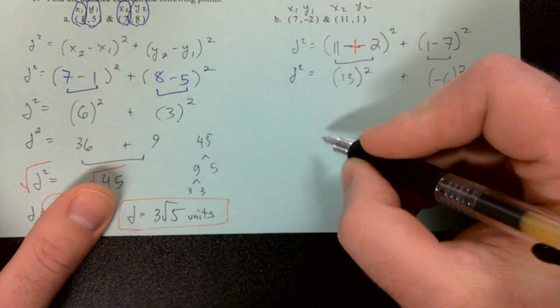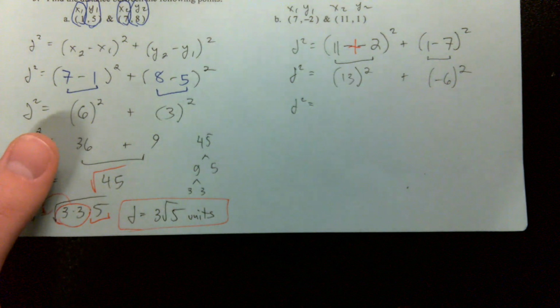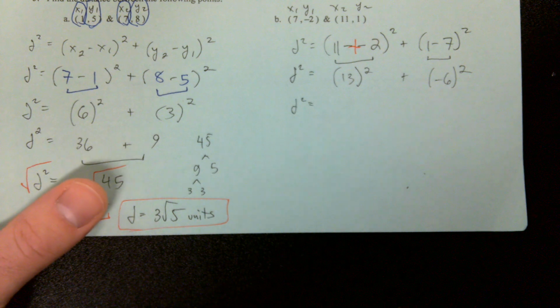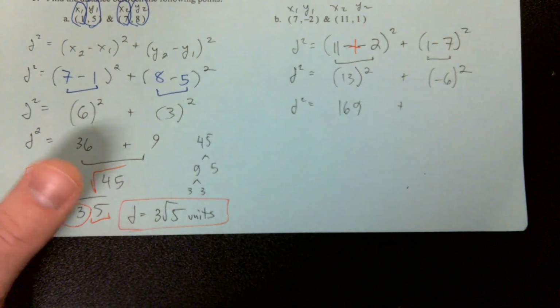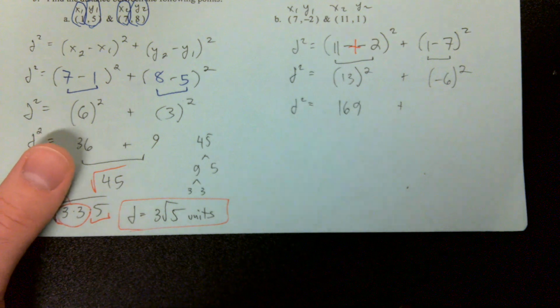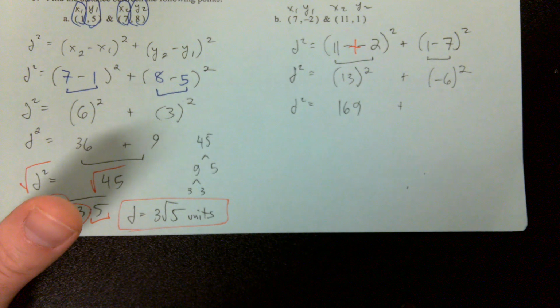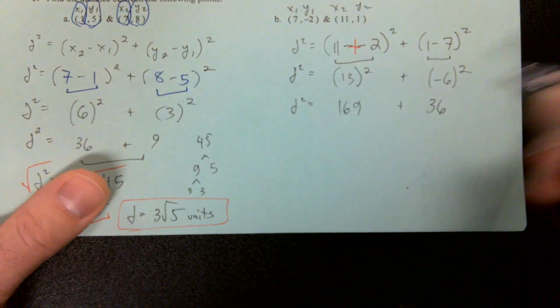What does 13 squared give us? Ooh, that's 13 times 2. 13 squared is 13 times 13. 169. What about negative 6 squared? What is that going to give us? What's negative 6 times negative 6? Positive 36.